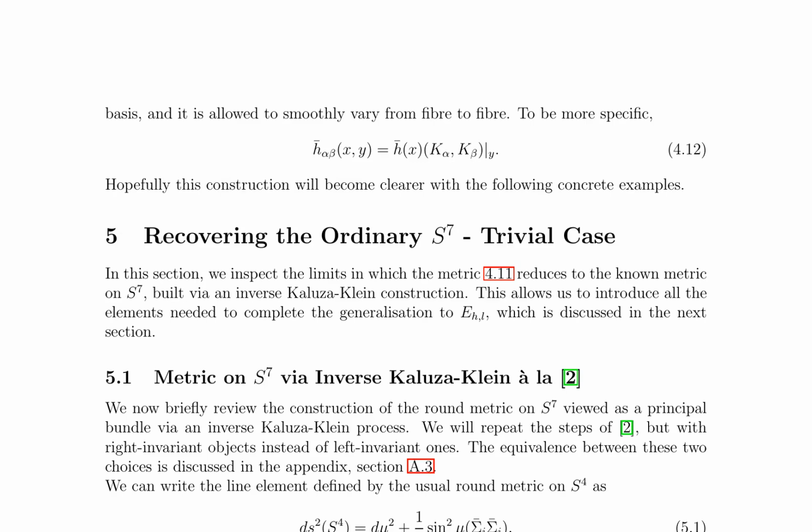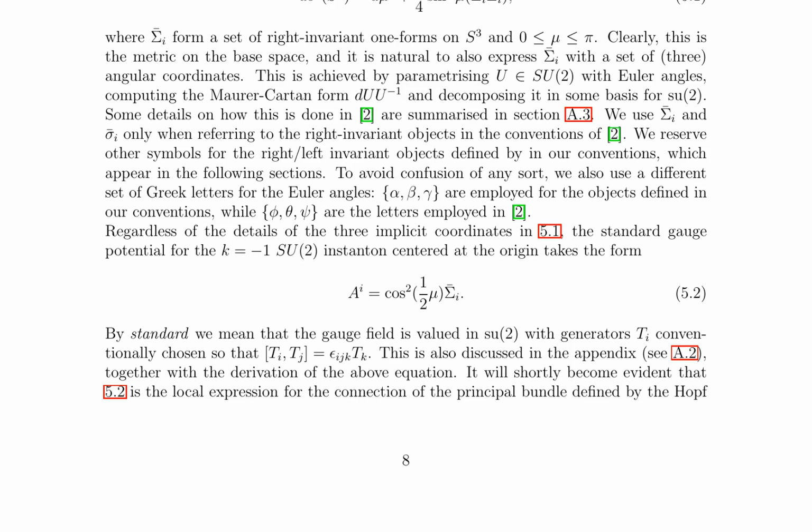It begins by defining the metric component as a function of fiber coordinates, allowing for smooth variation from fiber to fiber. The authors then review the construction of the round metric on S7 viewed as a principal bundle via an inverse Kaluza-Klein process, using right-invariant objects instead of left-invariant ones. This involves expressing the line element in terms of Euler angles and decomposing the Maurer-Cartan form.